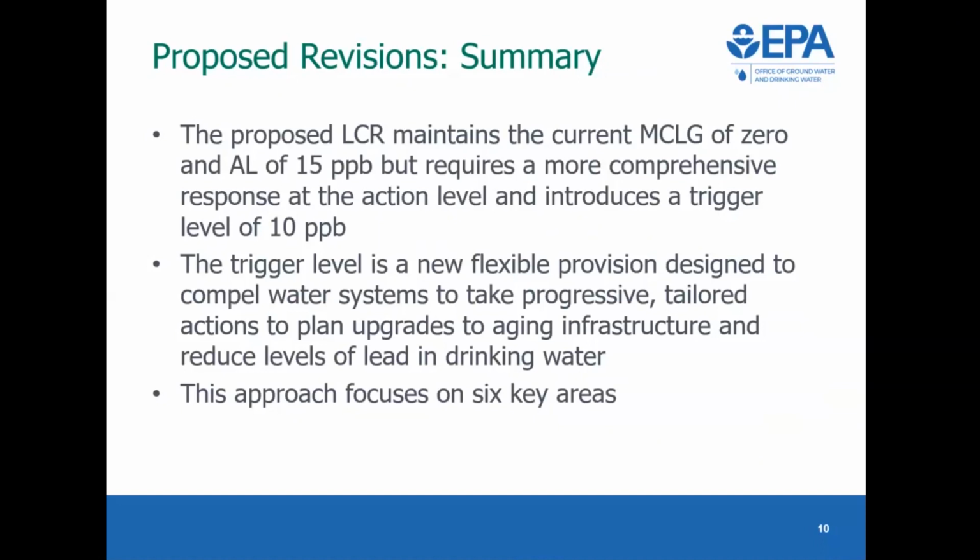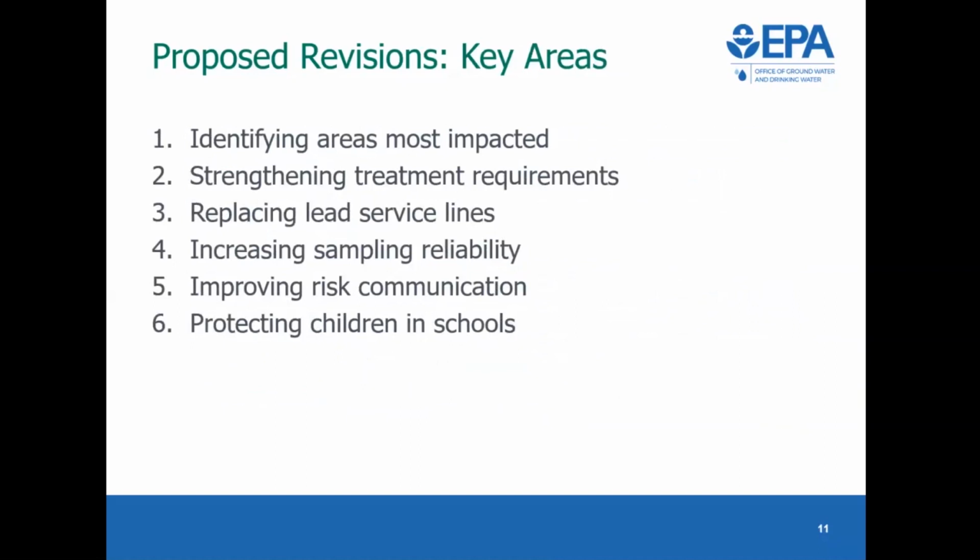Now, the trigger level is hopefully a new flexible provision. It's designed to compel water systems to take progressive, tailored actions in planning upgrades to aging infrastructure and to reduce levels of lead in drinking water. There are 6 key areas for our new proposed revisions: identifying the most impacted communities and individuals, strengthening our treatment requirements around corrosion control, replacing lead service lines, increasing sampling reliability, improving risk communication, and hopefully protecting children in schools and child care facilities.